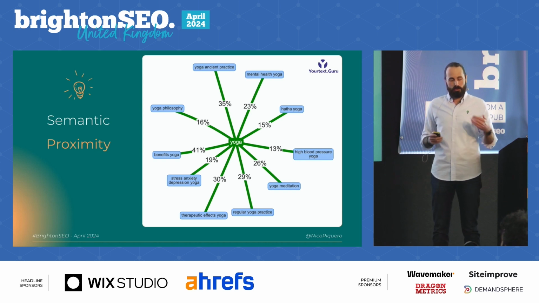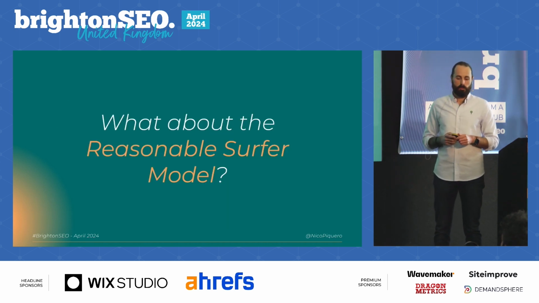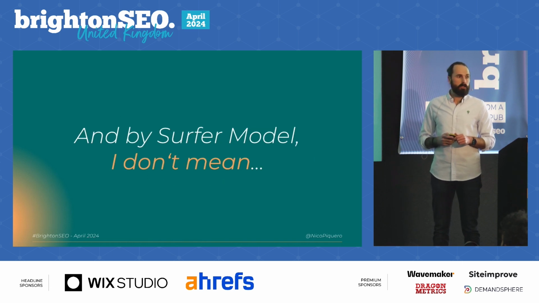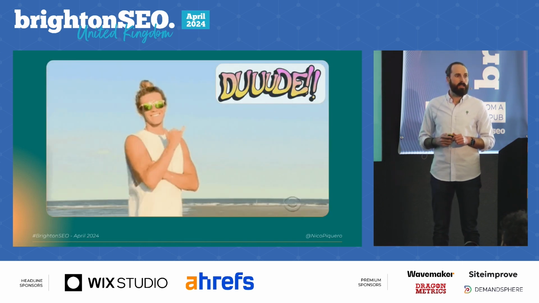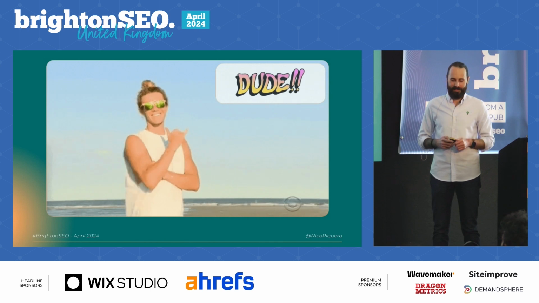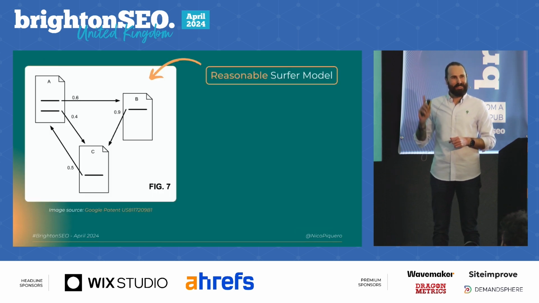But before doing so, let's quickly talk about the reasonable surfer model. And by surfer model, I don't mean this guy. I mean this one, that is the algorithmic model involved in the PageRank mechanism, and that basically simulates the user behavior throughout a web page. This was introduced in 2010, so it's not brand new. Same here, you can find the official patent online.